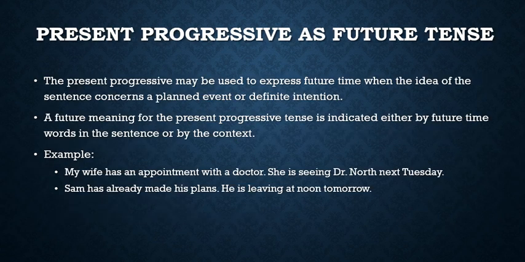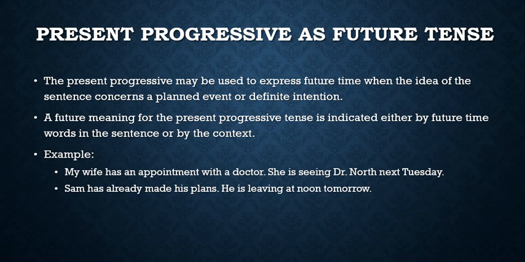Kemudian tidak hanya present simple, but also present progressive can be used as a future tense. Present progressive may be used to express future time when the idea of the sentence concerns a planned event or definite intention. Jika sebelumnya adalah definite schedule, maka untuk present progressive itu untuk definite intention. A future meaning for the present progressive tense is indicated either by future time words in the sentence or by the context.